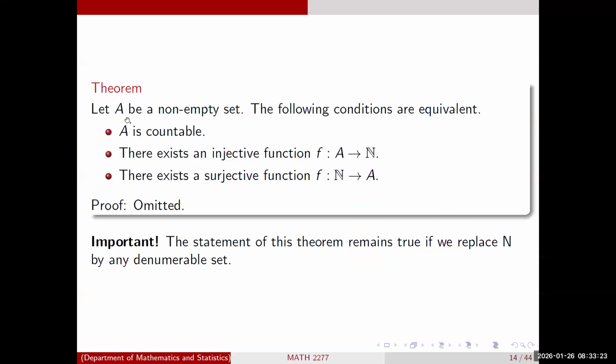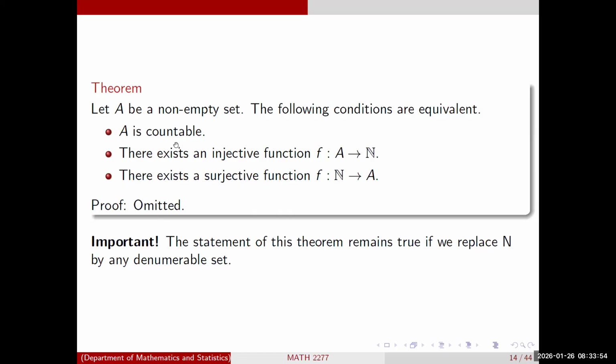Okay, so in this theorem, let A be a non-empty set. Of course, if A is empty, then it's finite. We find the empty set is finite. So we're just saying, suppose A is non-empty, then the following conditions are equivalent. Equivalent means each one of these implies the other. So when any one is true, all of them are true.